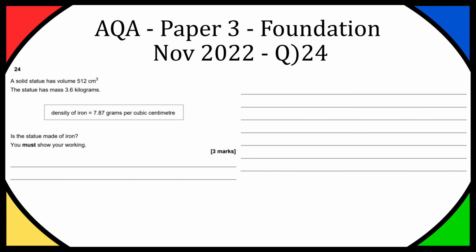Hey everyone, so this is question 24 from the past paper link down below. Question 24 says a solid statue has volume of 512 centimeters cubed. The statue has mass 3.6 kilograms, and it tells us that the density of iron is 7.87 grams per cubic centimeter. Is the statue made of iron? You must show your work, and it's a 3-mark question.